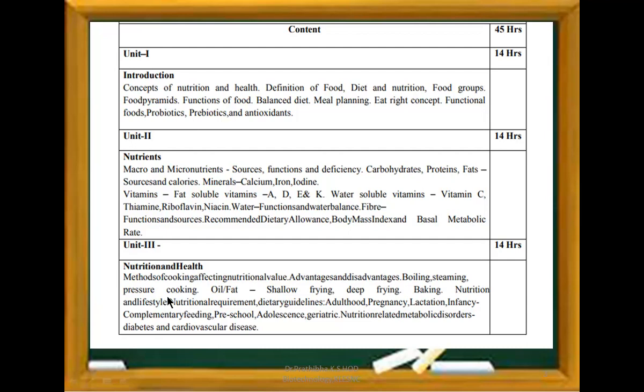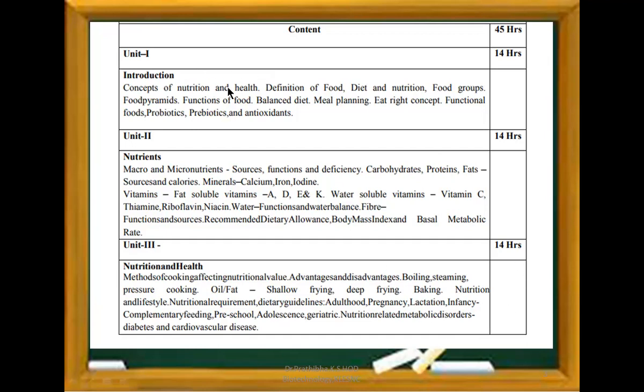Unit 3, nutrition health, methods of cooking affecting nutritional value, advantages and disadvantages of cooking, boiling, steaming, pressure cooking, oil or fat, shallow frying, deep frying, baking, nutrition and lifestyle, nutritional requirement, dietary guidelines, adulthood, pregnancy, lactation, infancy, complementary feeding, preschool, adolescence, then geriatric, nutritional related metabolic disorders, diabetes, and cardiovascular diseases. So this unit 3 also carries 14 hours.